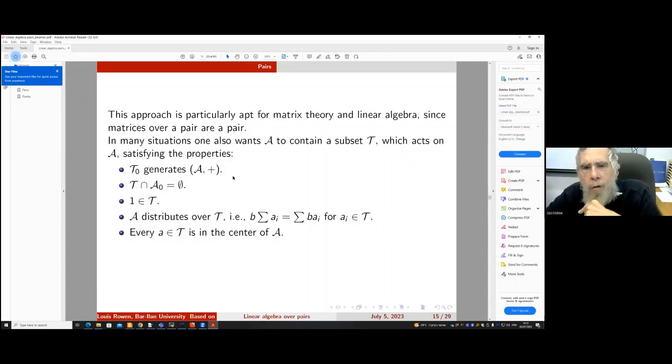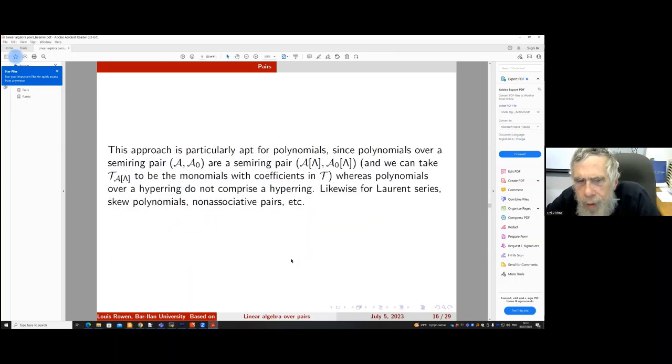In order to have a robust theory, we need more assumptions. We need some distinguished subset T of A, which generates A additively, is disjoint from the null elements, contains 1, and you have a certain amount of distributivity. And then we'll call this admissible. And we'll only talk about admissible pairs.